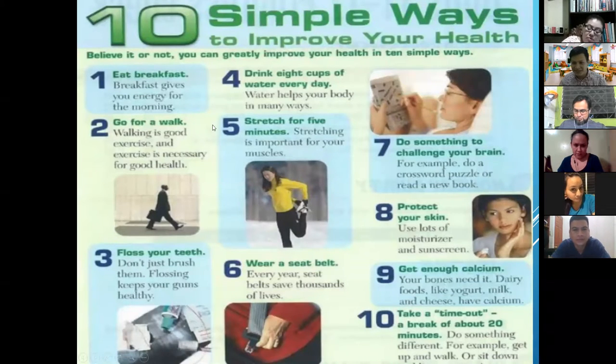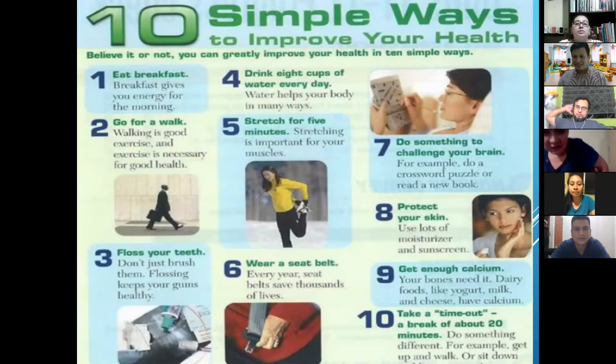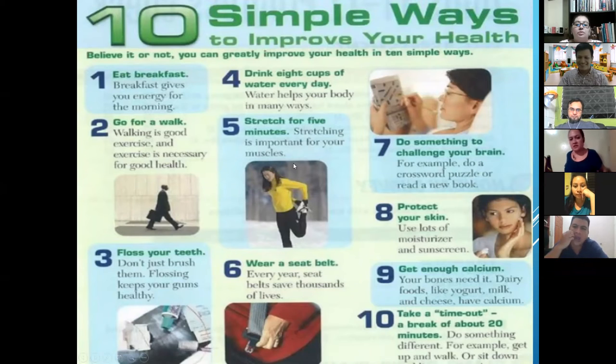Who wants to help me? A volunteer? Me, teacher. Okay, Wilfredo, go ahead. Stretch for 5 minutes. Stretching is important for your muscles. Very good. Nice. Good job. Thank you, Wilfredo. Stretch. What is a stretch? Estirarse. Yeah, very good. Stretch for 5 minutes. Para los músculos. Okay, continue with number 6.